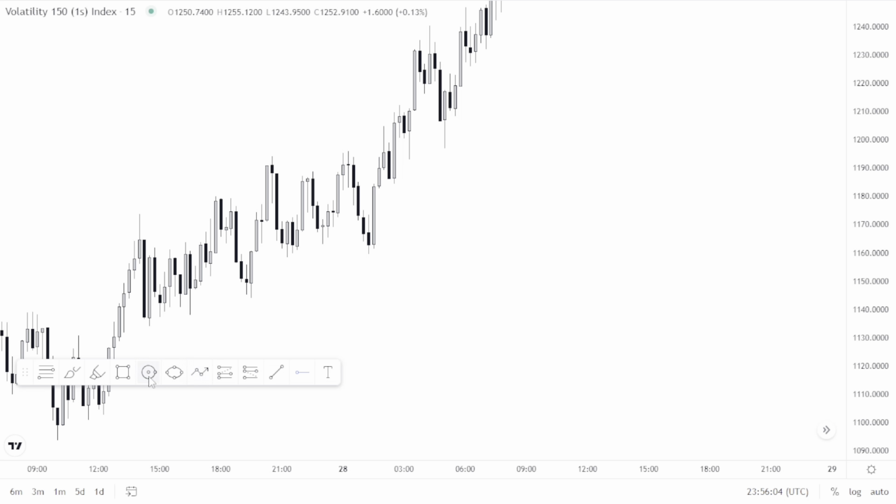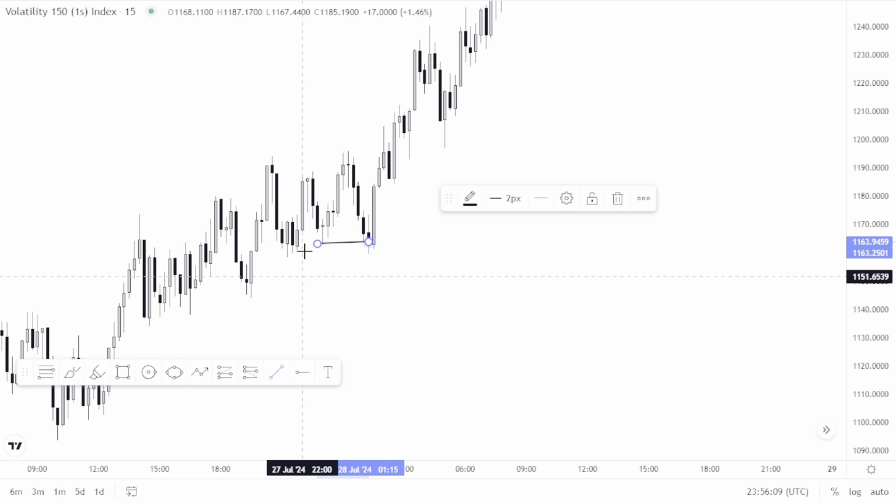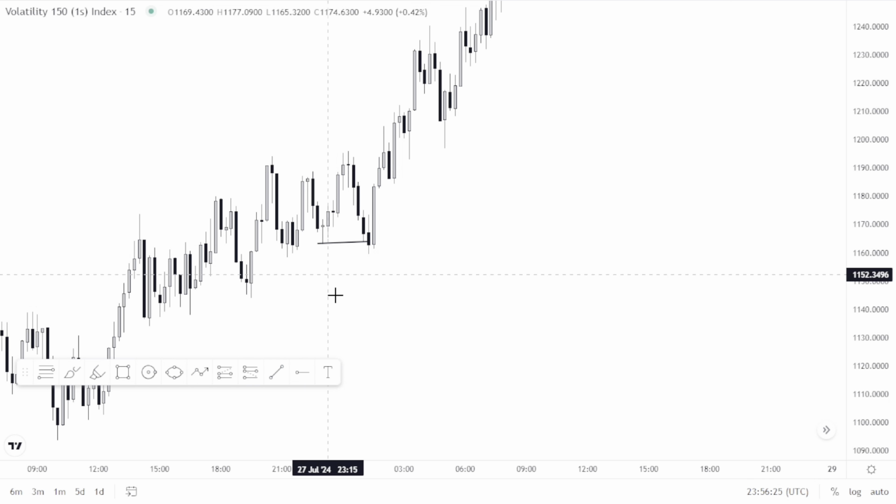We have a sweep of liquidity, because this market created a low, then created a high, and then created another high, which is the lower. You see this low, this one is higher than this, so this is valid. Now we have our protected low. We just mark our protected low.